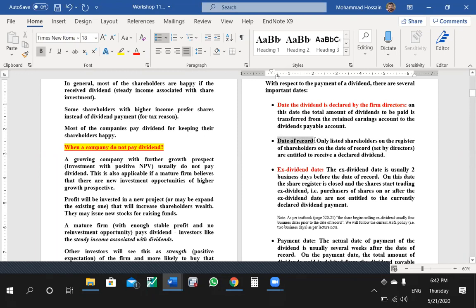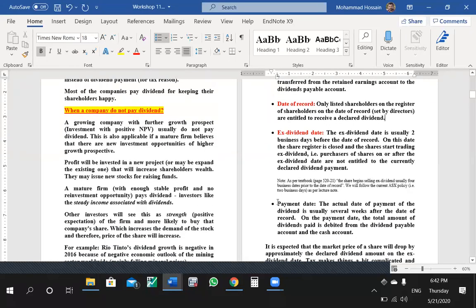Date of record. On this date, what happens? Only listed shareholders on the register, or shareholders on the date of record, are entitled to receive a declared dividend. So from the day of record, they are actually allowed to receive the money. And payment date is the date when they may start making the payment.